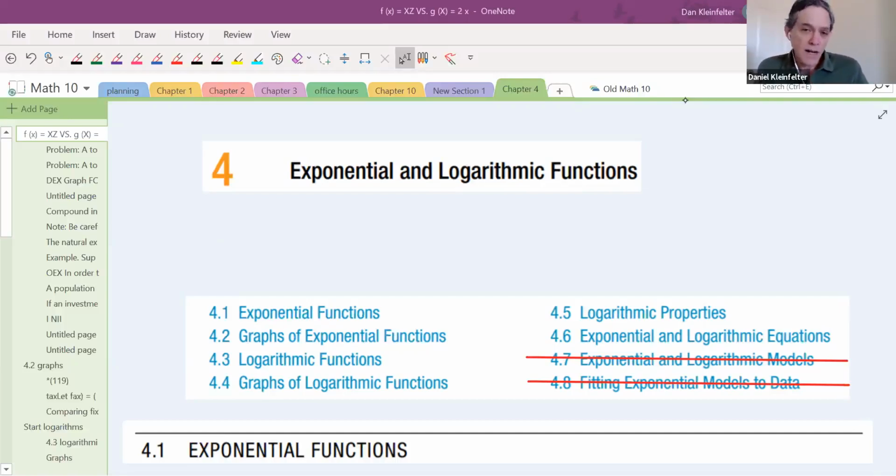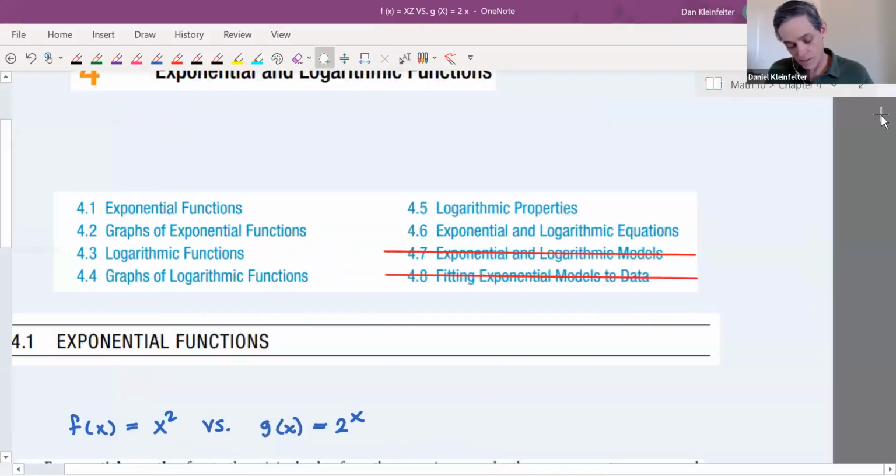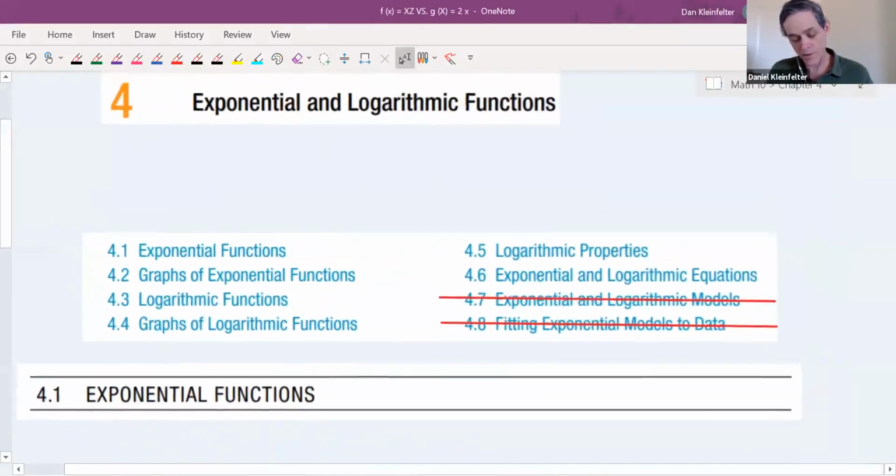So chapter 4 is about a new kind of function called an exponential function, and also logarithmic functions. The chapter has a total of 8 sections in it. We're actually only going to be covering the first 6 sections. So let's give a quick overview of those.